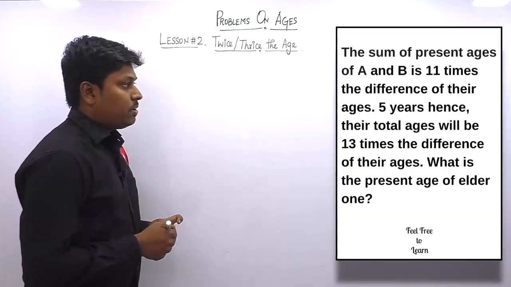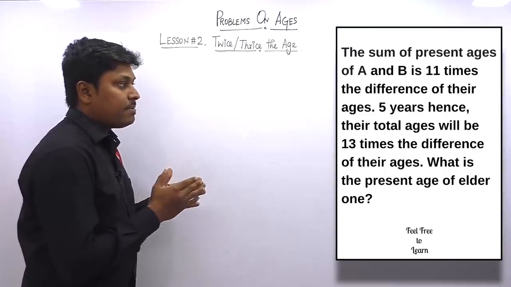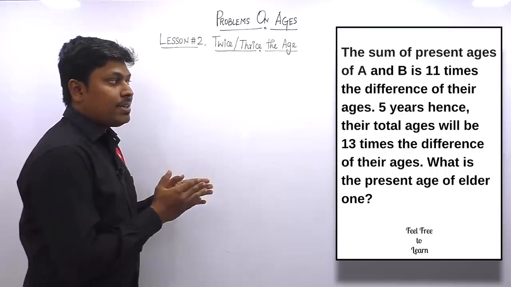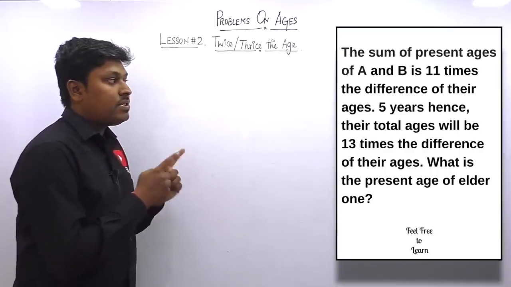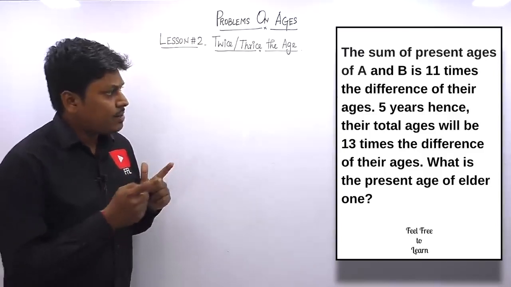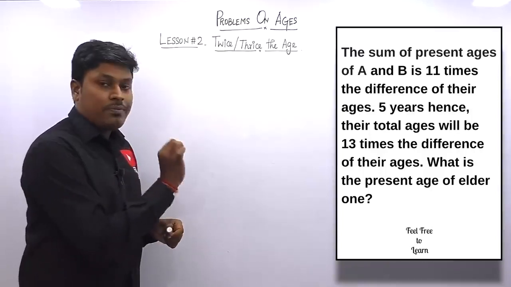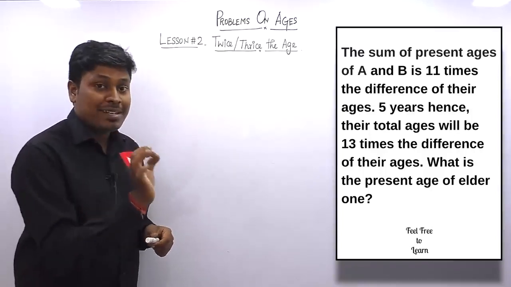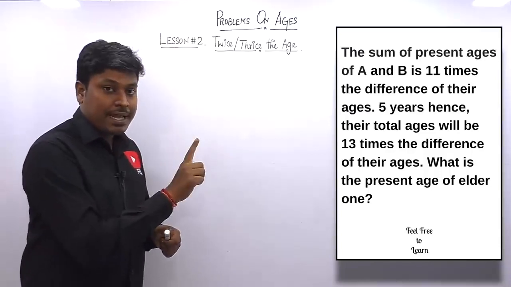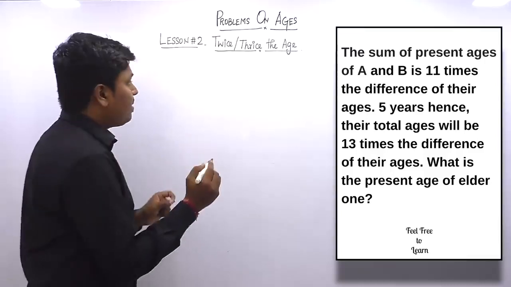Question number 2. The sum of present ages of A and B is 11 times the difference of their ages. 5 years hence, their total age will be 13 times the difference of their ages. So what will be the present age of the elder one, right? So listen here, they are talking about the present age of A and B. So the present age of A and B is 11 times their difference. What is called a difference? Difference is subtraction, right? So let me frame my equation.